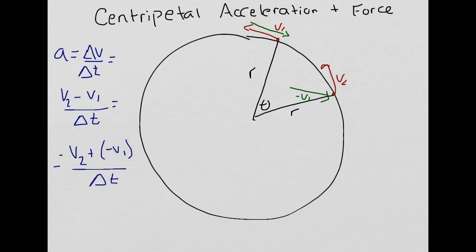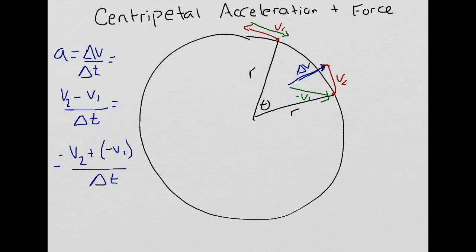This is negative V1. And the result, the addition of these two vectors gives me, remember, delta V. So remember that V2 plus negative V1 gives me delta V, and that's this vector. So this is delta V. Okay. Remember that V2, V1, and negative V1 all have the same magnitude. So the length of these vectors are all the same, they just have different directions.